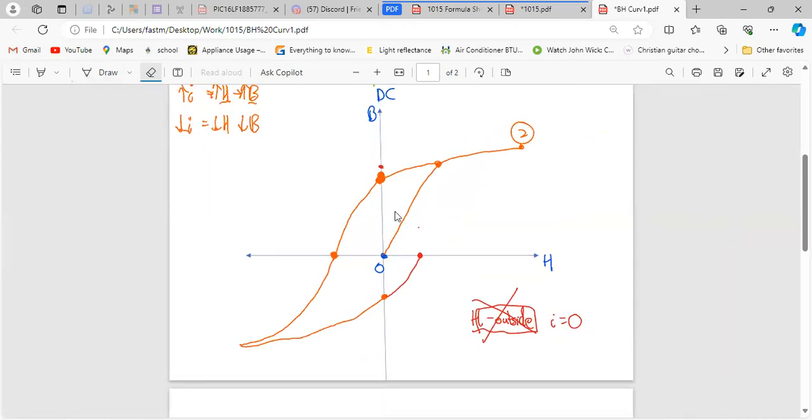Let me just draw that back up to finish it. So that is one cycle. It went up, you drop the current, then you increase the current in the opposite direction, keep on increasing the current in the opposite direction, and you reach a max flux, so it saturates.